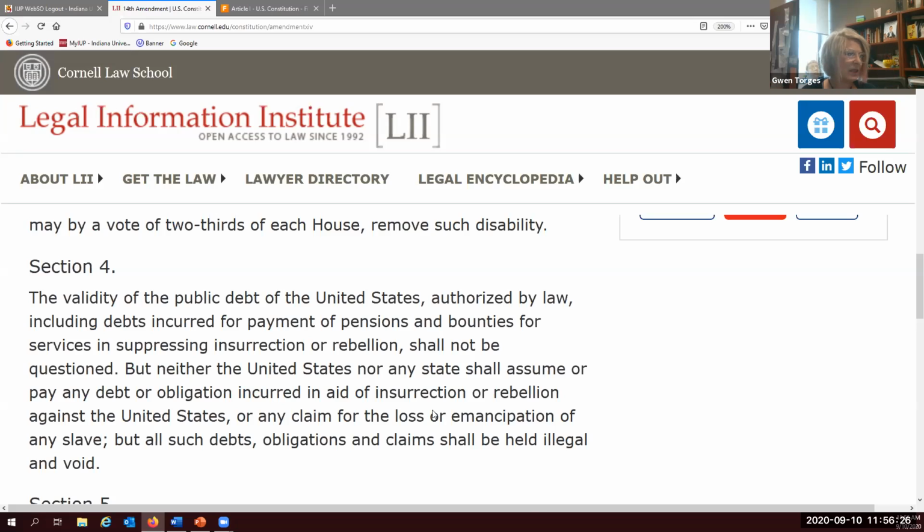Because they say the validity of the public debt of the U.S. authorized by law, including debts incurred for payment of pensions and bounties for services in suppressing insurrection or rebellion, shall not be questioned.